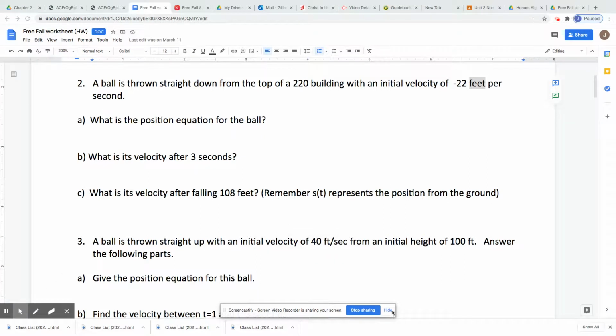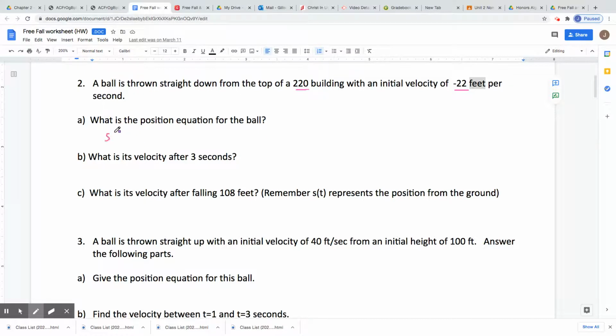All right, guys, I'm going to go over the answers to the homework from last night. So we have a ball being thrown straight down from the top of a 220-foot building with initial velocity of negative 22 feet per second. What is the position equation for the ball?